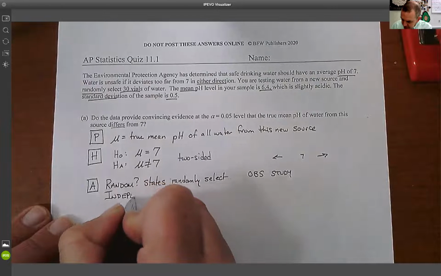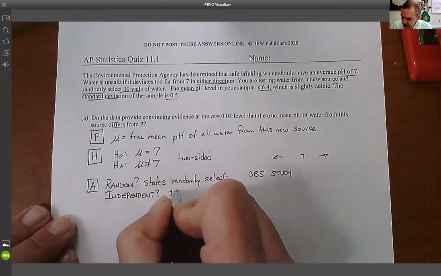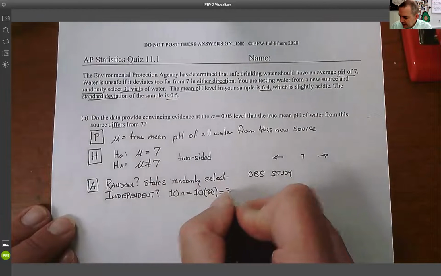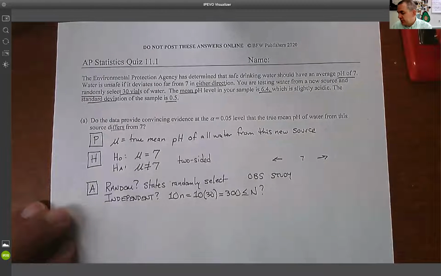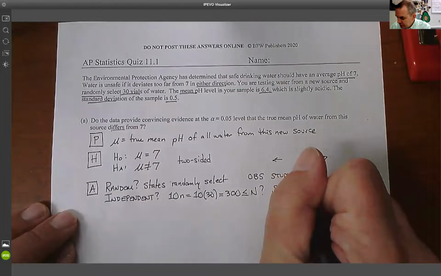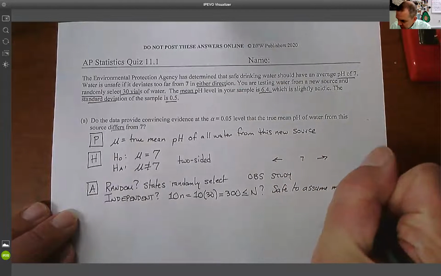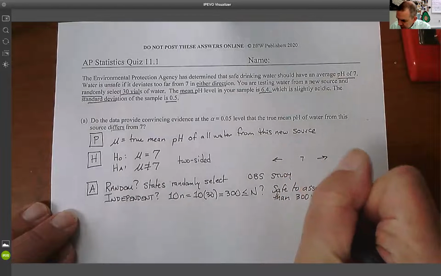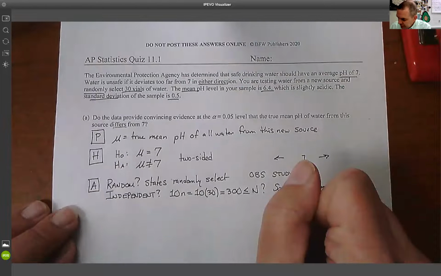Independent is our next check, and our independent check is the 10n check. So we're going to do 10 times our sample size. In this case, we're going to do 10 times 30, and that's 300. We're going to compare that to n. Do you think it's safe to assume there are more than 300 vials of water from this new water source? I'm going to say yes, safe to assume more than 300 vials of water from this new source.